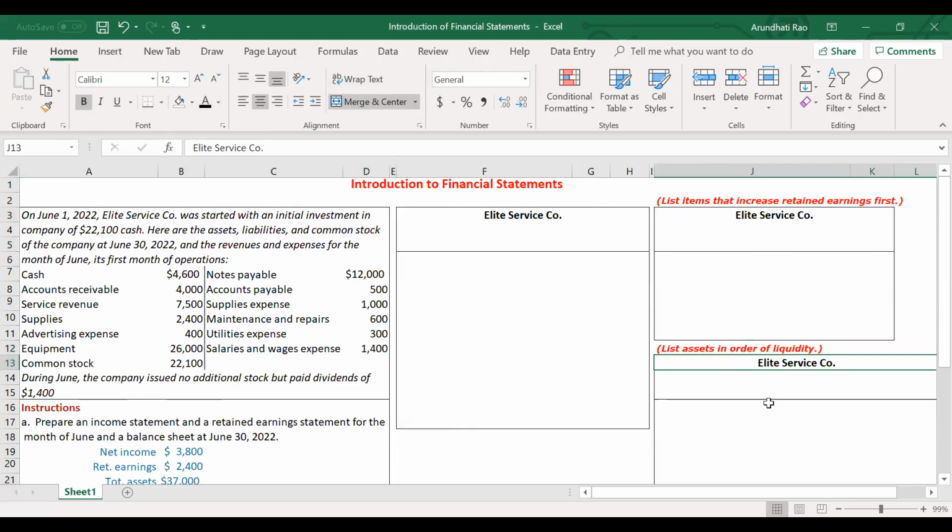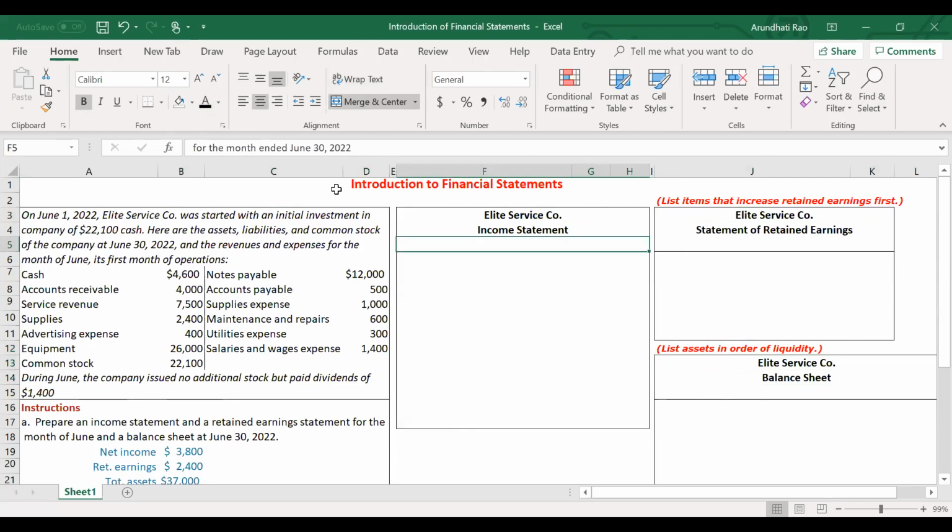What goes in the second line? In the second line, it's the statement. What is this? In this case, the first one is the income statement. Second one is statement of retained earnings. And third is the balance sheet. Now, the third line is important. It's going to be a little different for one of them. So the income statement always relates to a period. So during the period, June 1st through June 30th, what was the company's income statement? So it's always for a period ended. In this case, it's for the month ended June 30th, 2022.